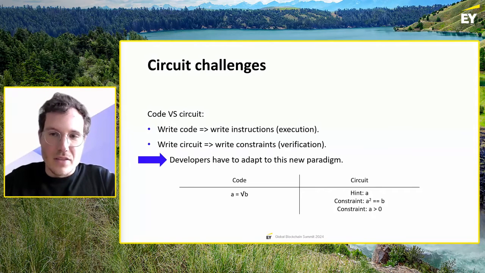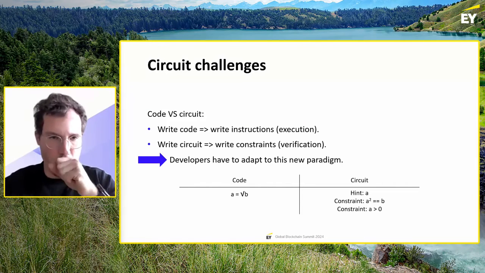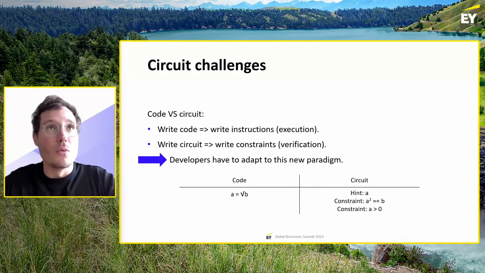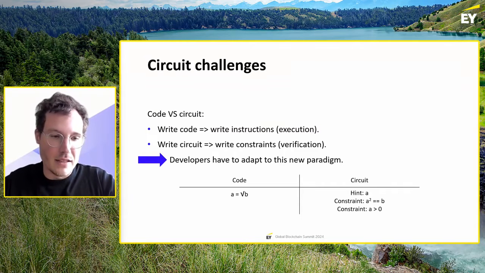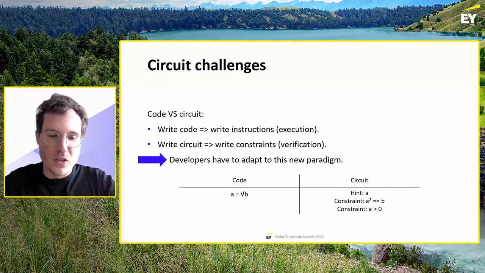It is because developers need to adapt to a different way of thinking when it comes to circuits. When we write code, we basically write instructions, we write what we want the computer to do. And when we write circuits, we write some relations between some inputs and some outputs. And nothing is computed in the circuit, right? We provide some inputs and some outputs, and the circuit will ensure that the relations hold.